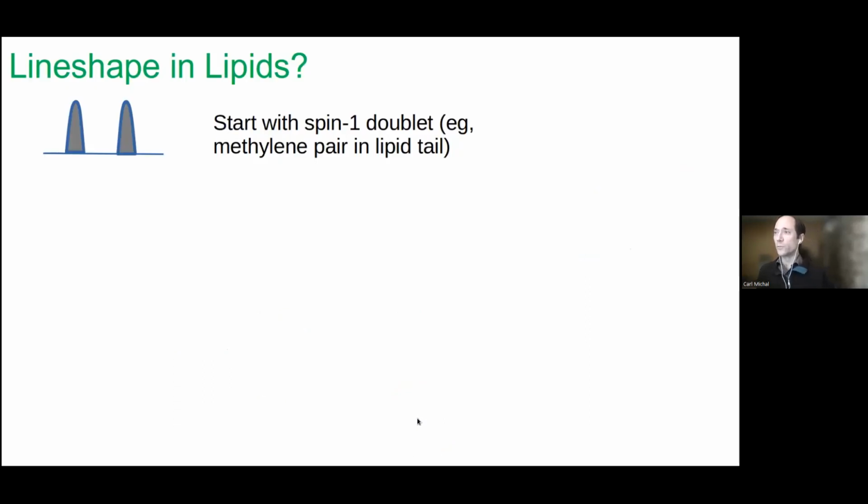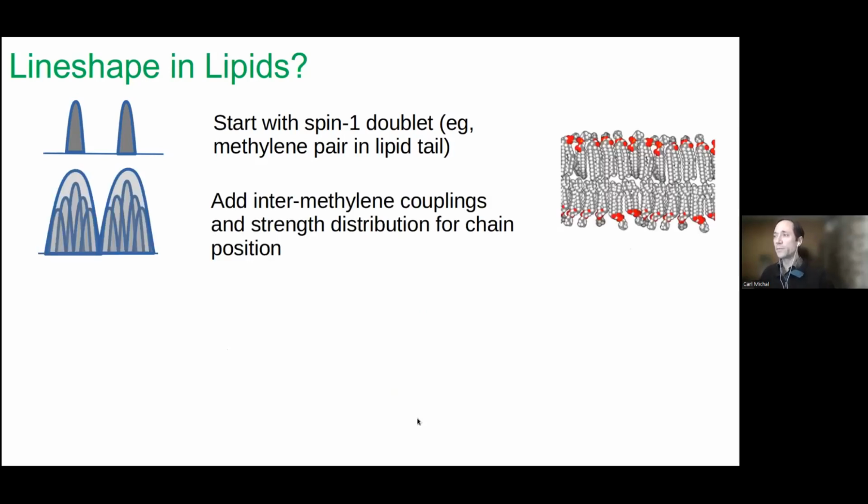Of course, the brain tissue is a lot more complicated than just spin 1 pairs, or pairs of protons. But if we start off by thinking about the lipids being composed of mostly methylene groups in the tail of the lipid, you can think about a methylene group as being two protons that are reasonably strongly coupled together with weaker couplings to other protons nearby. So we'll start with that picture and then add in couplings between the methylene groups in the lipid tail.